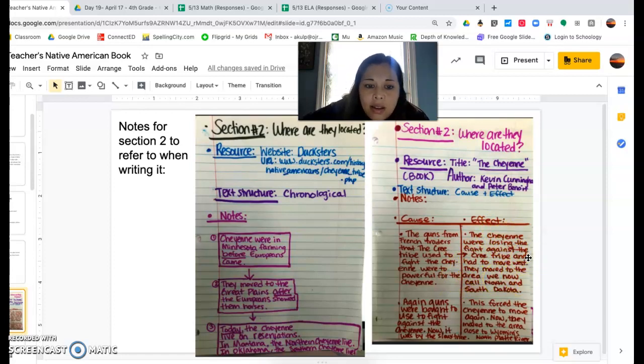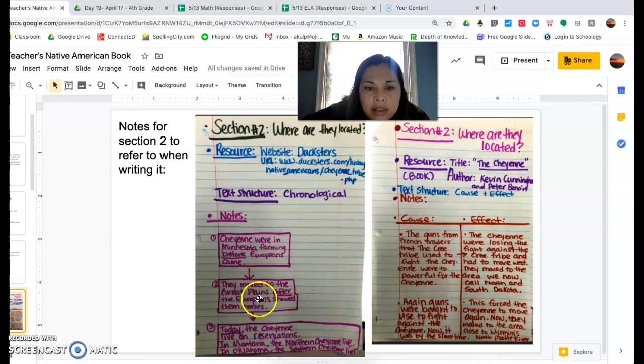Okay. And then it says move to the area we now know as North and South Dakota. And it says again, guns were brought to use to fight against the Cheyenne, now by the Sioux tribe, and that's what caused them to have to move towards the area close to Wyoming's North Platte River. Okay, and the Wyoming there.